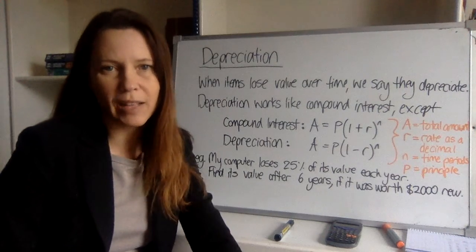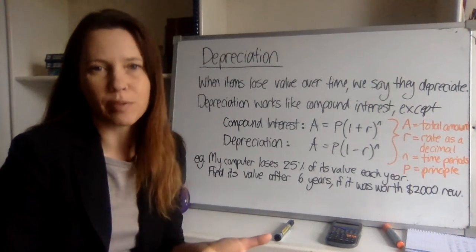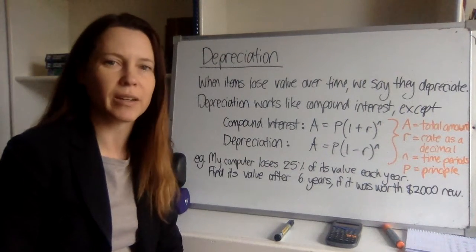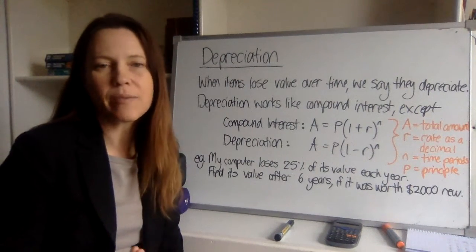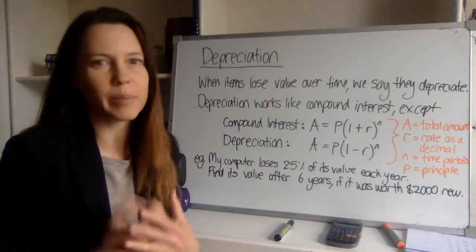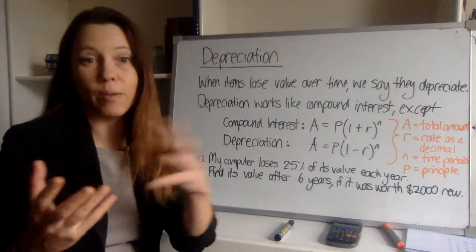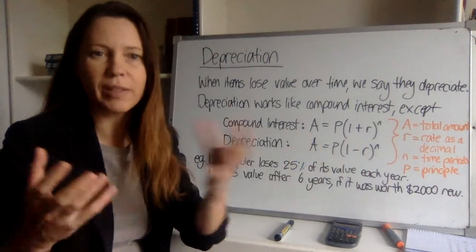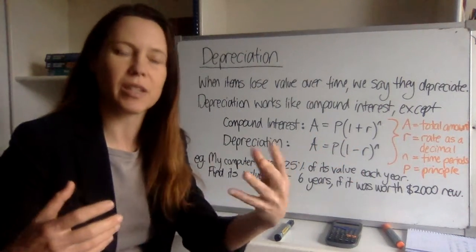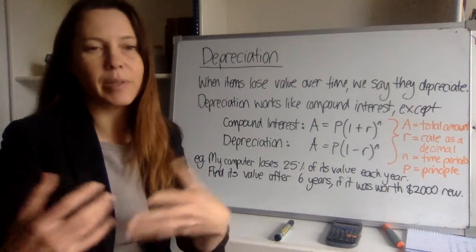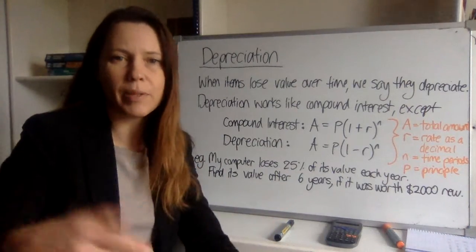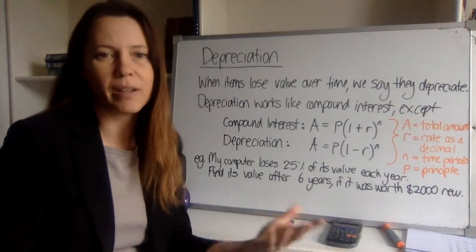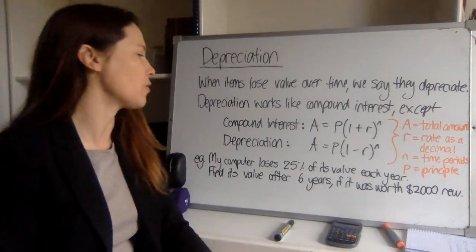Now, when things lose value over time, we say that they have depreciated. And depreciation is calculated in much the same way as we calculate compound interest. The reason for that is that if you imagine something losing a percentage of its value throughout the year, then by the end of the year, whatever its value is, that will be the value at the start of the next year. And then it will lose a percentage of that, and then a percentage of that, and a percentage of that. So we're taking that percentage always of the new value at the end of each time period, in much the same way as we did with the compound interest formula.